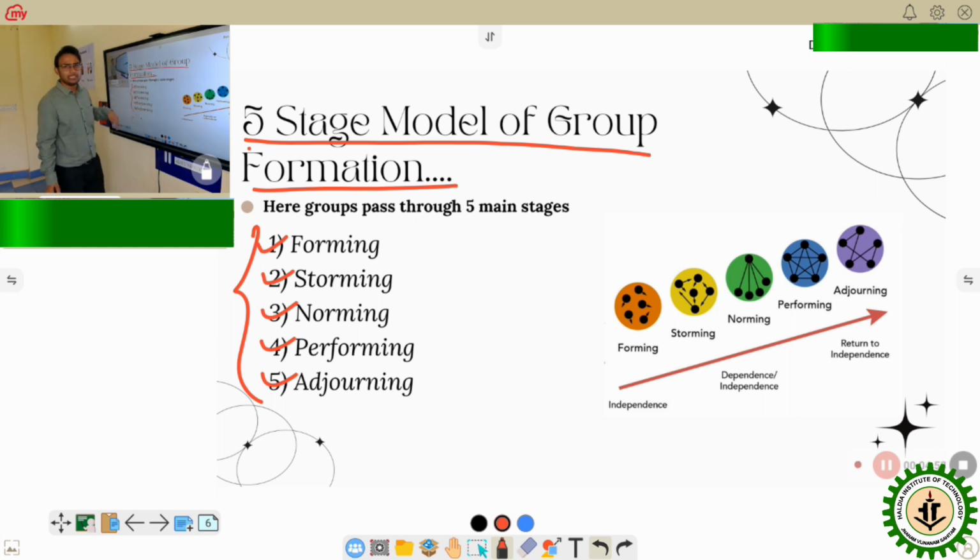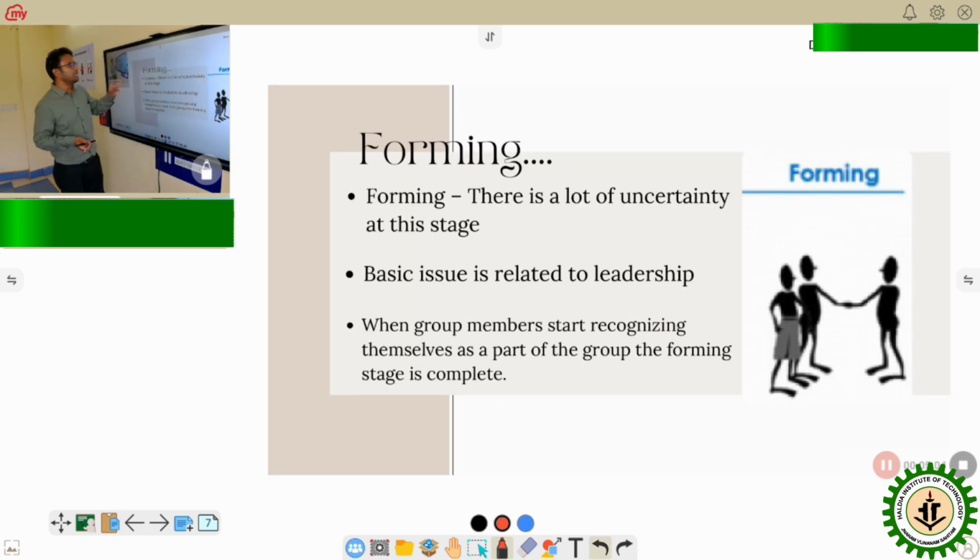In these stages, a formal group will be developed. So what is the first stage? First stage is forming. In the forming stage, people interact with each other. By that, they are doing some work. There is a lot of uncertainty in this group. They do not know each other at all. They just interact with each other, learning who he is, who she is.